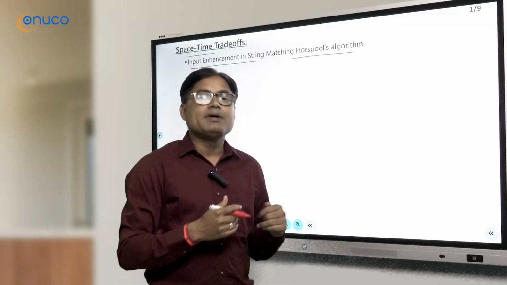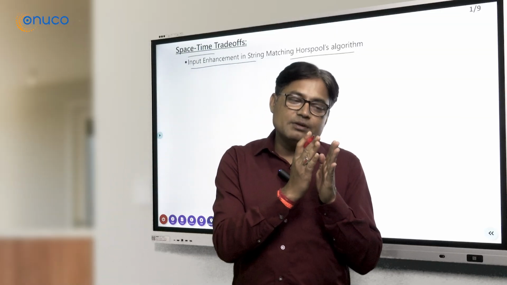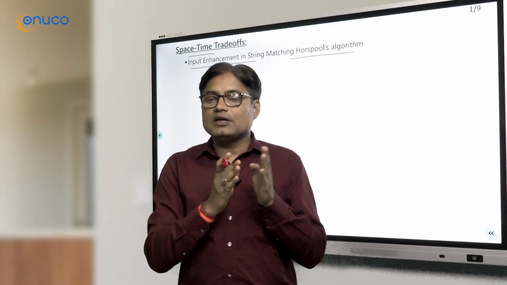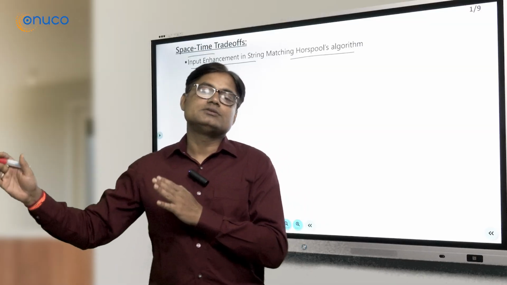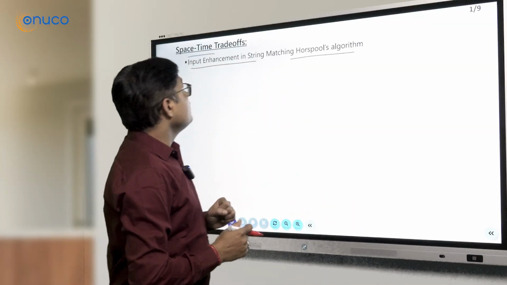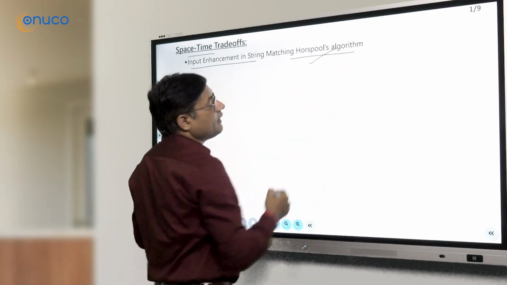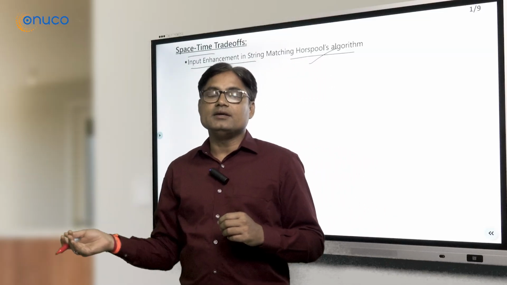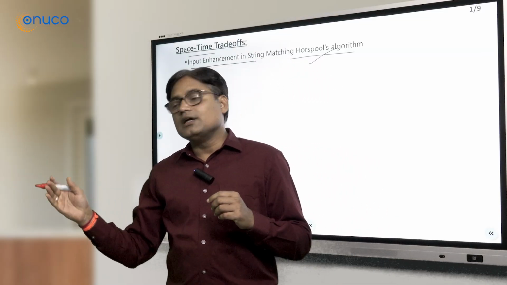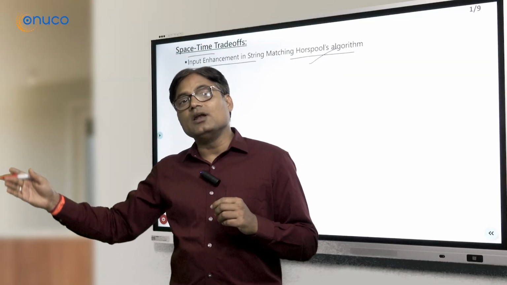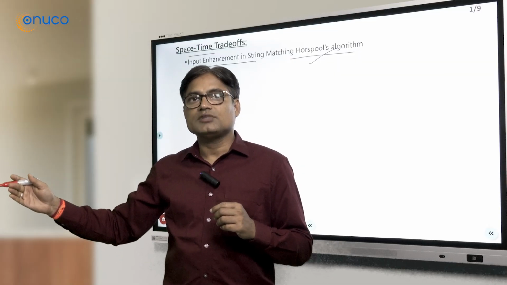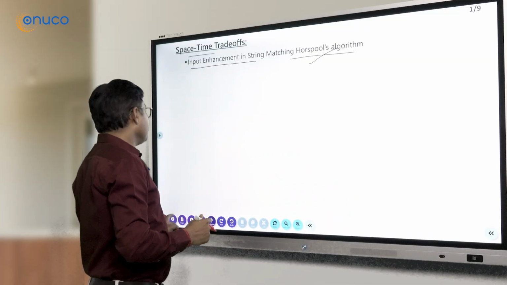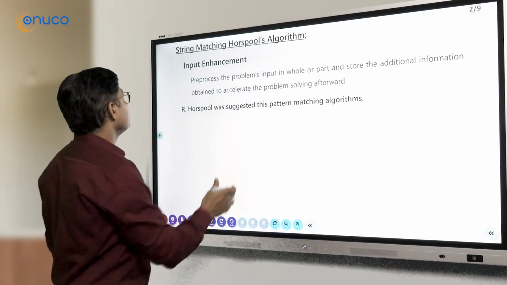In normal pattern matching algorithms, we compare from left to right. If a character is matching or not matching, accordingly we shift the pattern towards the right. But in Horspool's algorithm, we compare from the right side of the pattern. If the pattern is Delhi, D-E-L-H-I, then we start comparing from I, the last letter of the pattern. We have different cases to discuss, and we will discuss them one by one.